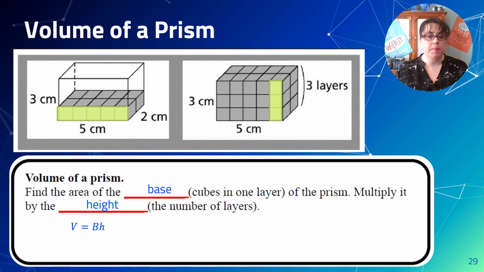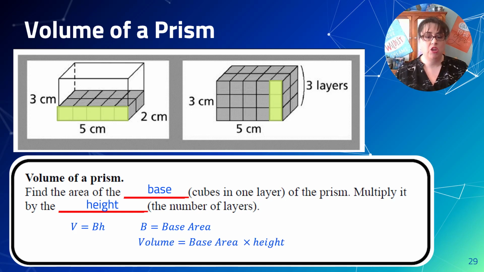So we use this formula, V equals capital B times H. And that capital B means base area. It's just a thing that we use. Everybody uses it. Capital B means base area. And volume equals base area times height is how we say it.